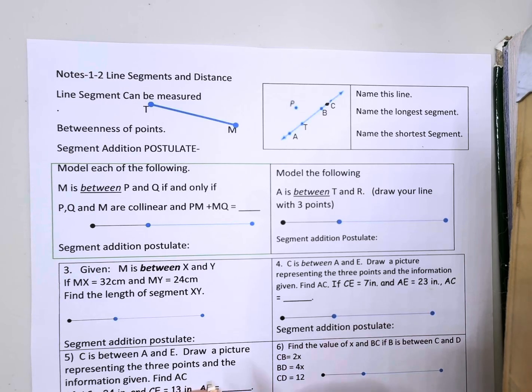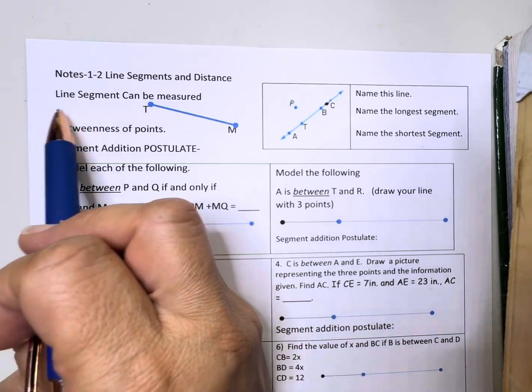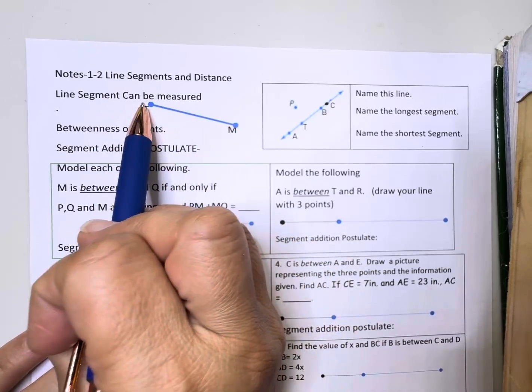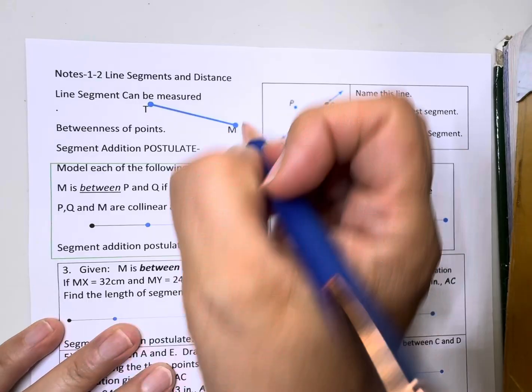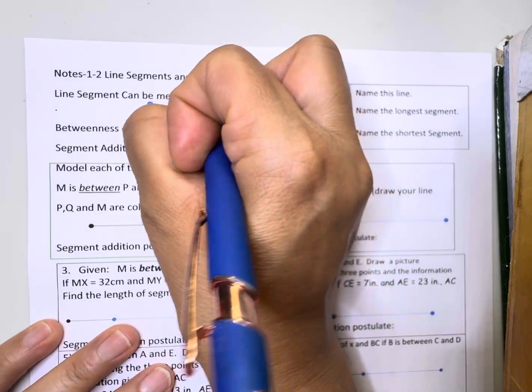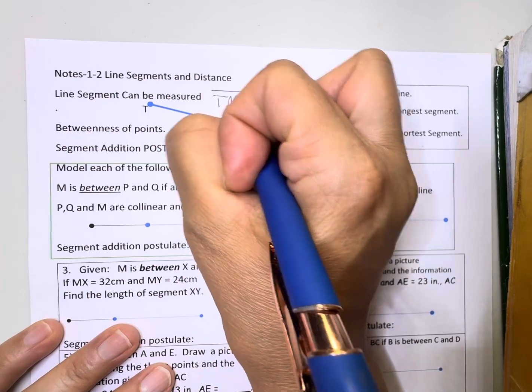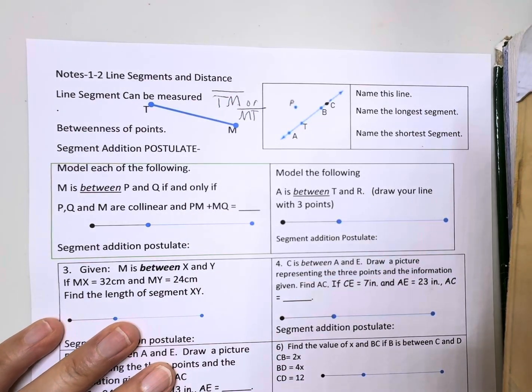Okay, so now you guys have these notes. So let's go through these notes. Line segments can be measured. We talked about that last week. So from T to M, I can actually measure that. So this is line segment TM. Remember we called it TM with the symbol on top with no arrows. Or we can say MT, with no arrows.